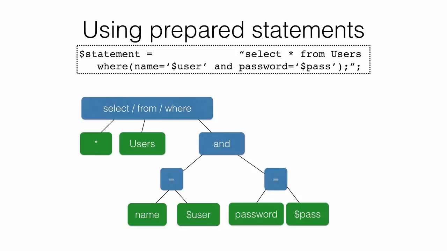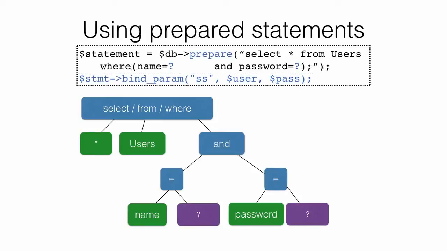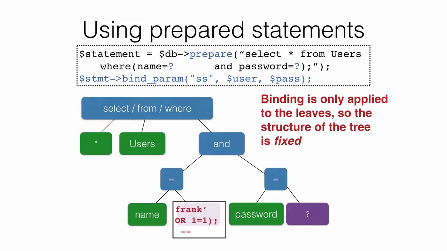So using a prepared statement, we would replace the original query shown above with this query. And as such, the binding is only applied to the leaves where the purple parts are specified, leaving the structure of the tree fixed. So if we had filled in the username with Frank or 1 = 1, as we did in the beginning, it would be fine because it would not change the structure of the query. It would simply be an odd username to be looking up in the database.